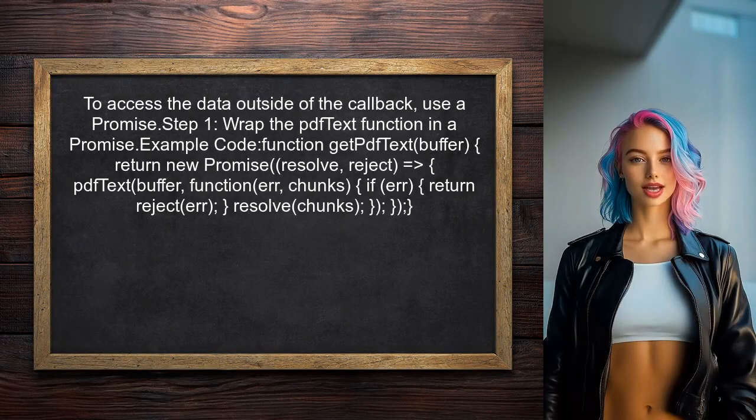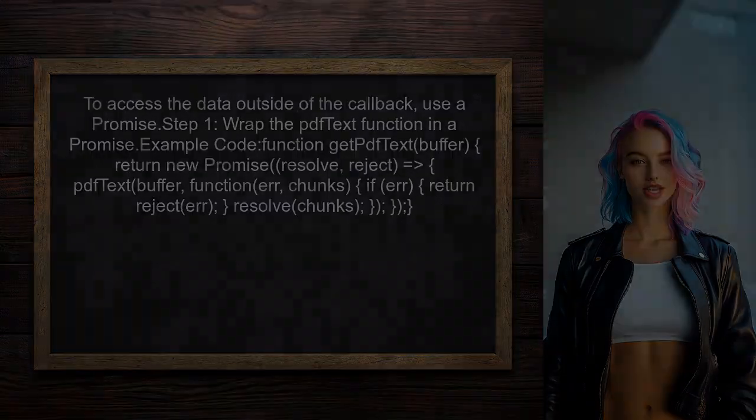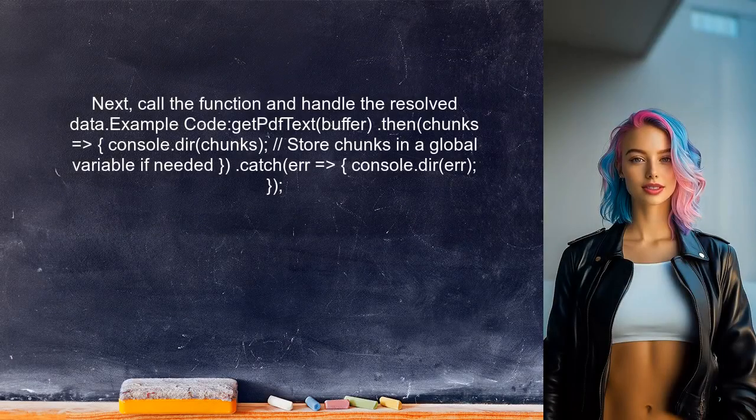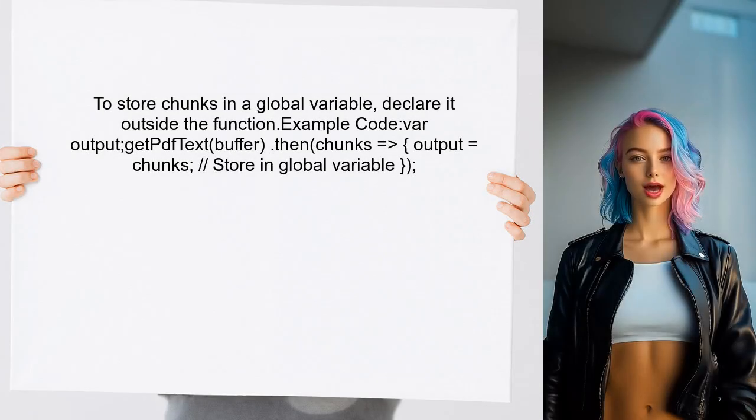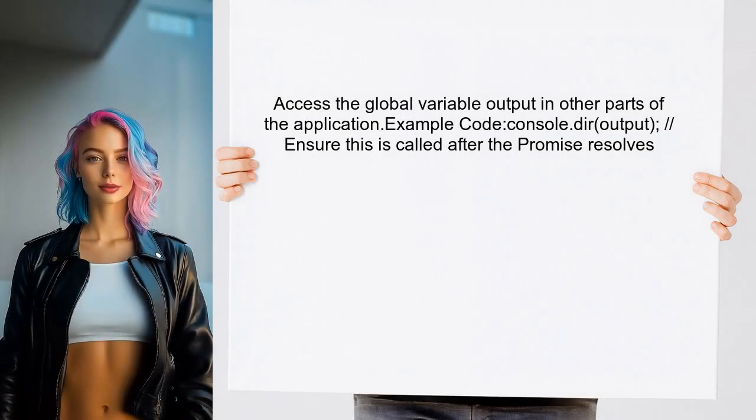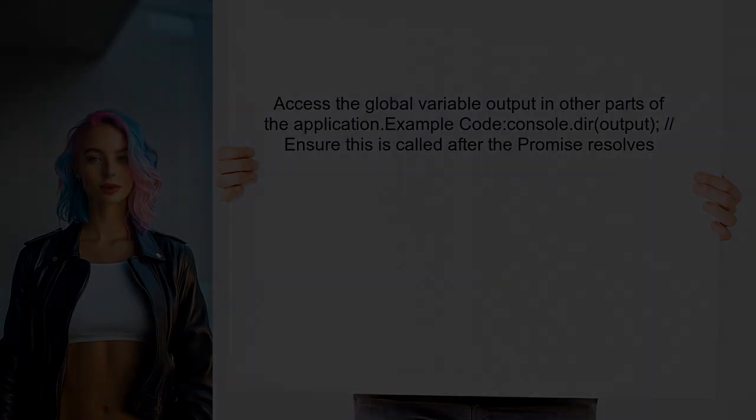To access the data outside of the callback, the user can utilize a promise. This allows the user to handle asynchronous operations more effectively. Next, the user should call this function and handle the resolved data. This can be done using the then method of the promise. If the user wants to store the chunks in a global variable, they can declare the variable outside of the function and assign the resolved data to it. Finally, the user can access the global variable output in other parts of their application after the promise has resolved.